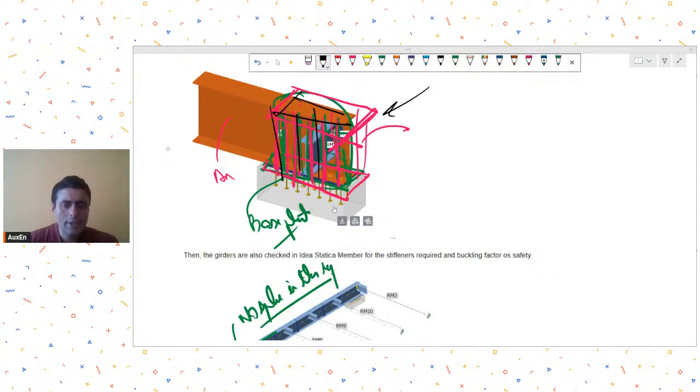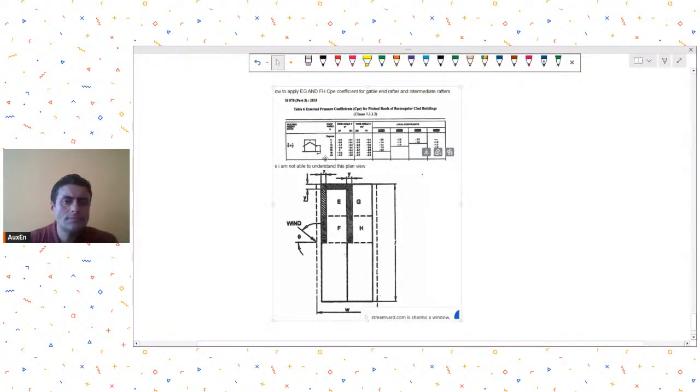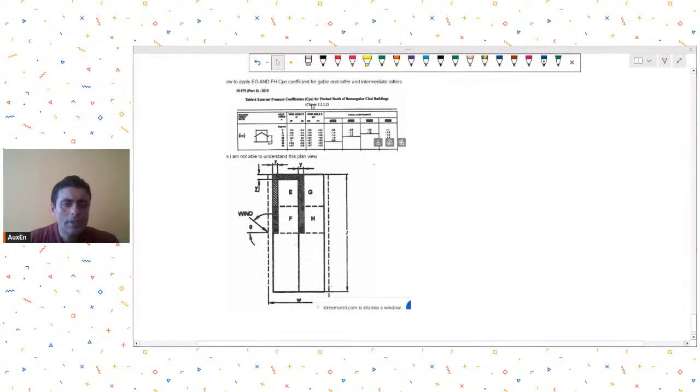I'll just move ahead, and now let me go to another question asked by engineer Prashant Pawar. He is asking this doubt related to table 6. Engineer Prashant Pawar is asking how to apply the loads for wind in 90-degree. I am unable to understand.